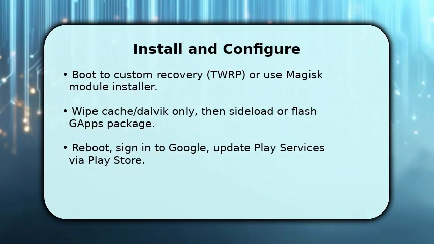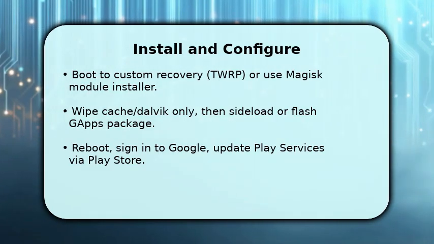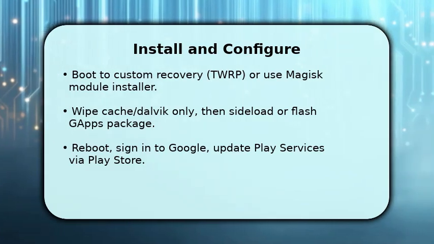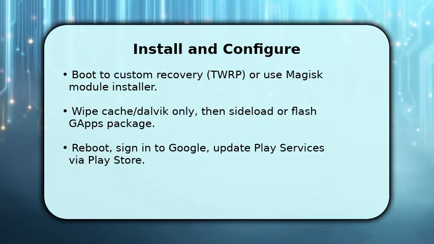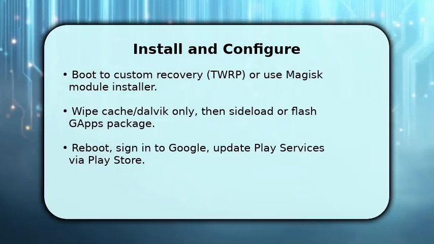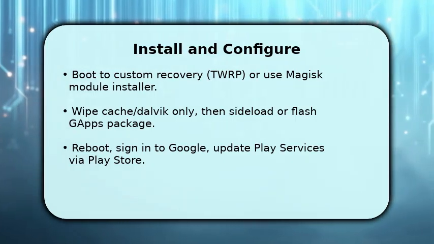Now you install. Boot into TWRP or use Magisk's installer depending on your method. Once in recovery, wipe cache and Dalvik/ART cache only. Avoid full data wipes unless necessary. Flash the GApps zip or sideload it. If using Magisk, install the module and reboot.